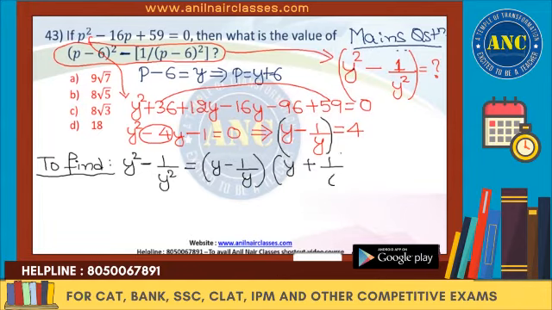A minus b into a plus b. But we already know the value of y minus 1 by y. Just now we found out it is nothing but 4. Write down 4.